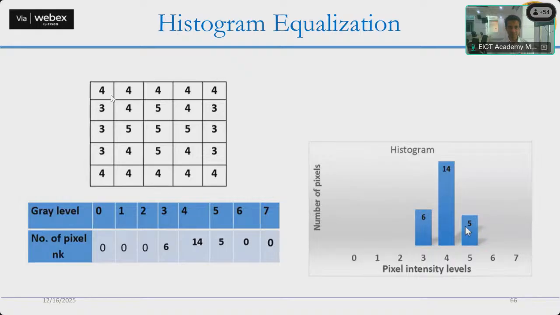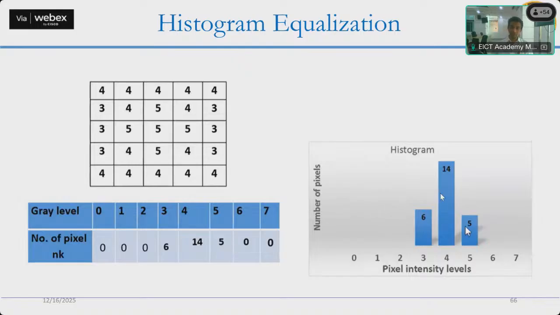So where the intensity is basically represented by 3 bits, 0 to 7 here. That's why we have written the gray levels from 0 to 7. The value of 4 is 14, we are doing the count here, the value of 3 is 6, and the value of 5 is 5.